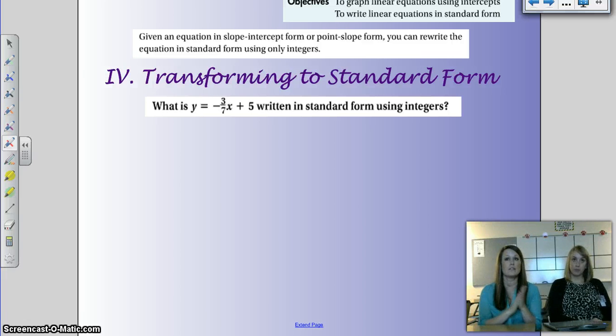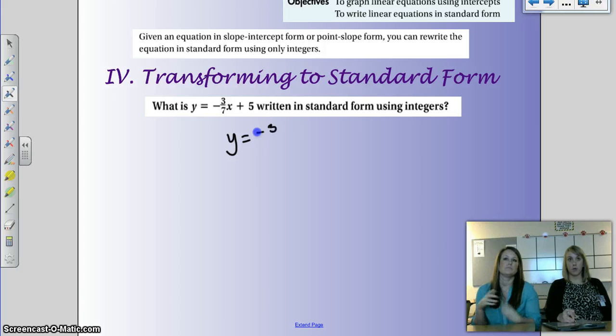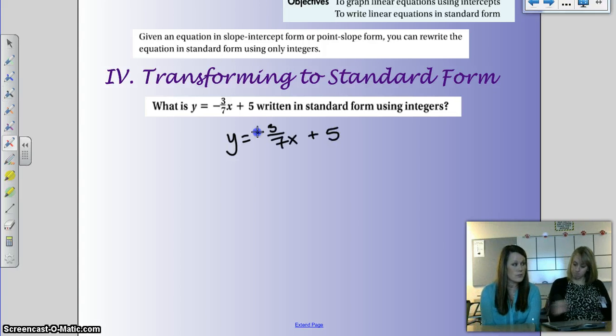All right, so now we're going to take an equation, which this one looks to be in slope-intercept form, and translate it or transform it into standard form, which is ax plus by equals c. And again, a, b, and c have to be integers, and a cannot be negative. Got it.